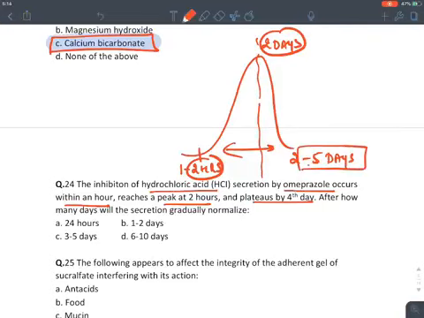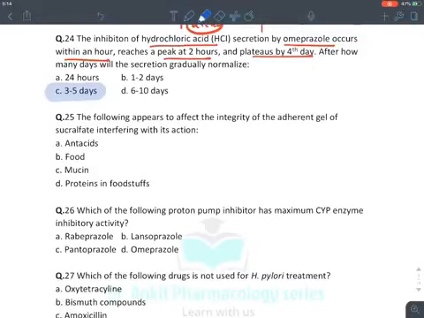Okay. This is the answer. Another 2 to 5 days. Hence, you will go by the option 3 to 5 days. Okay. So, action starts within 2 hours, peak in 2 days. It will take another 2 to 5 days to normalize.